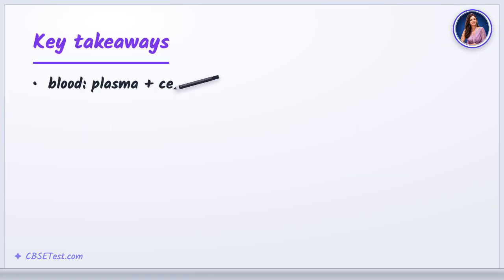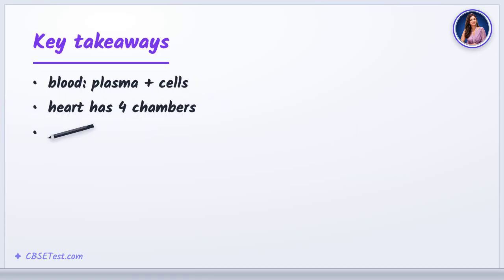To recap, blood is made of plasma and cells grouped by the ABO and Rh systems, and the 4-chambered heart drives double circulation through systole and diastole.